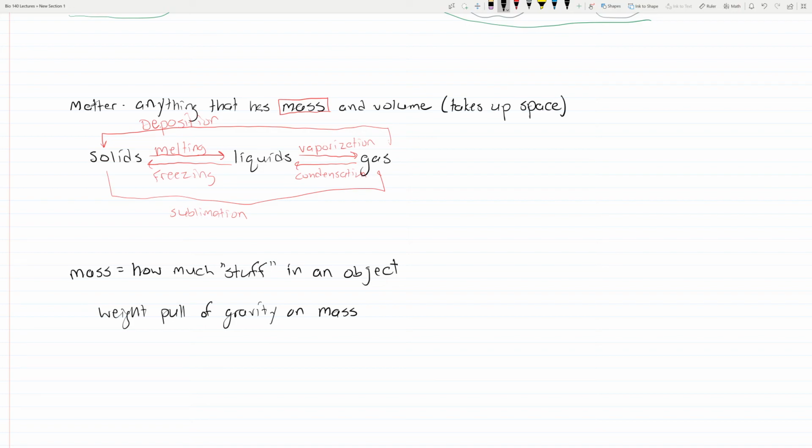Okay, but again, I don't need you to get all caught up in that. Just remember, mass is how much stuff is in an object. Weight is the pull of gravity on a mass. Now, if you want to get really technical about what mass is, if you remember the equation for force, force equals mass times acceleration, you just have to rearrange this. You have to get mass by itself. So force over acceleration equals mass.